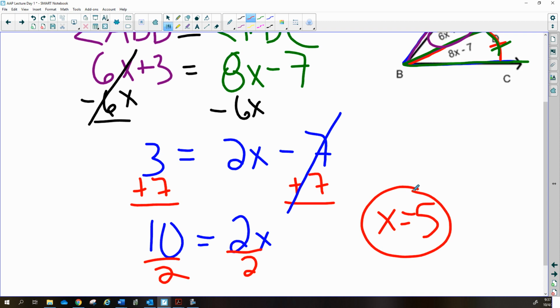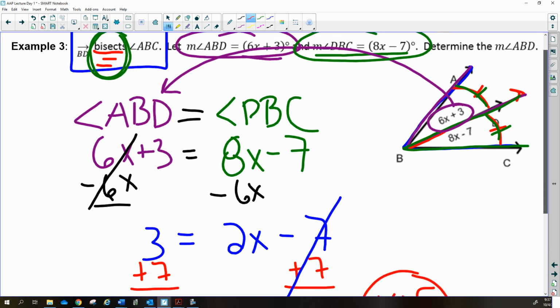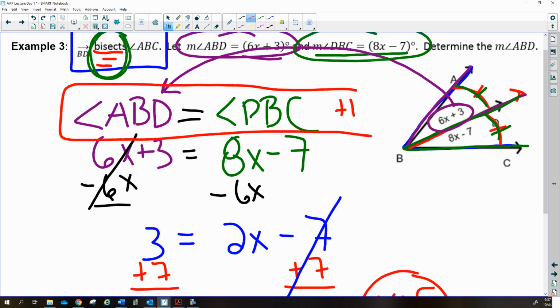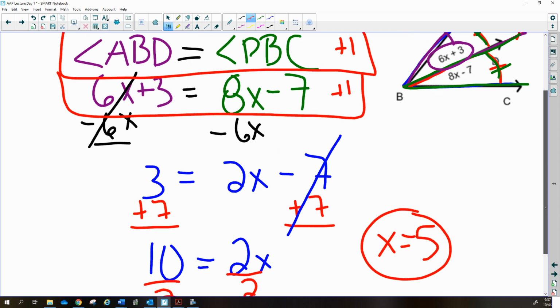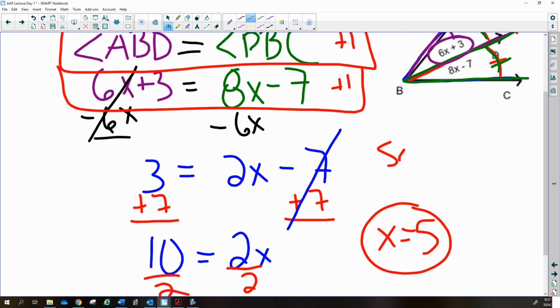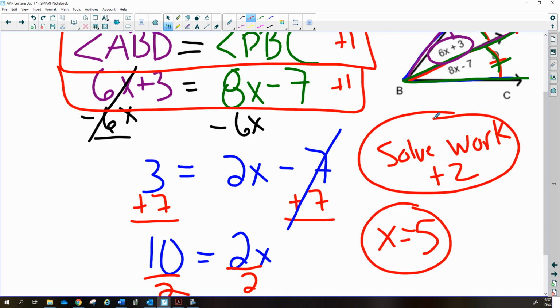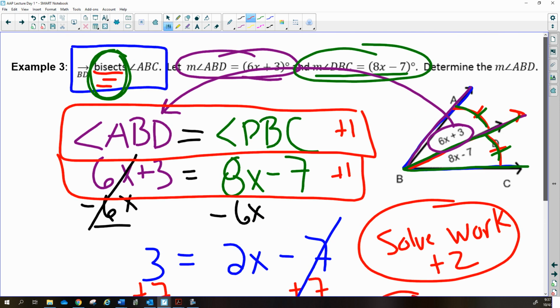Now all of this is the work you have to show to do this. I will give you 1 point for knowing that you set those formulas equal to each other. I will give you 1 point for putting the formulas equal to each other. And if you come up here and solve, and show your work, I will give you 2 points for it. And the final step is I wanted to come up and find out angle ABD's measurement.